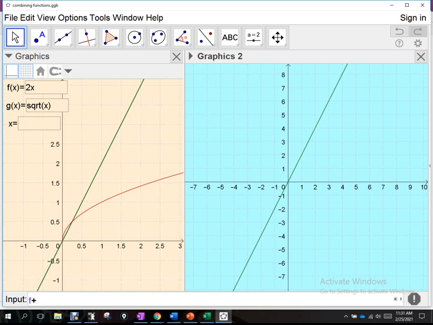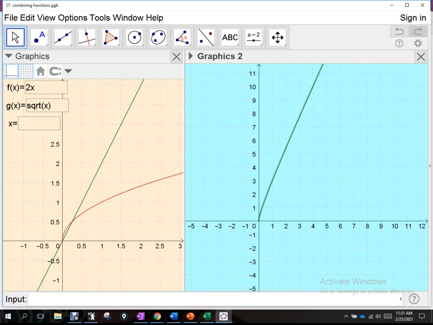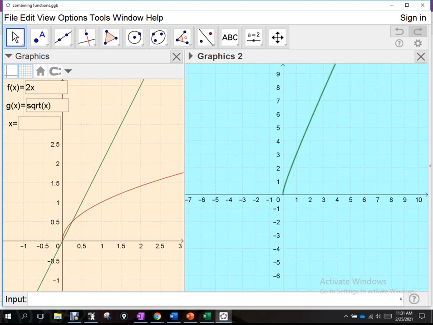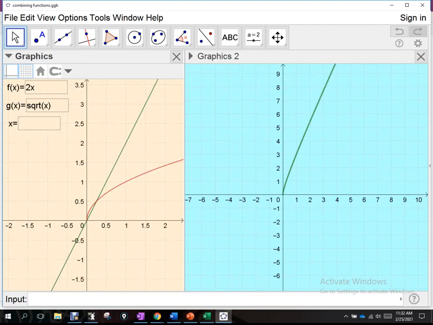So I go f plus g. So this is the sum. This here is 2x plus radical x. That's what that graph looks like. Do you see that it's not graphed over here when x is negative? Because if I overlap the x values for these two, the overlap is only the ones from 0 to infinity, right? So for this, the domain is only 0 to infinity.